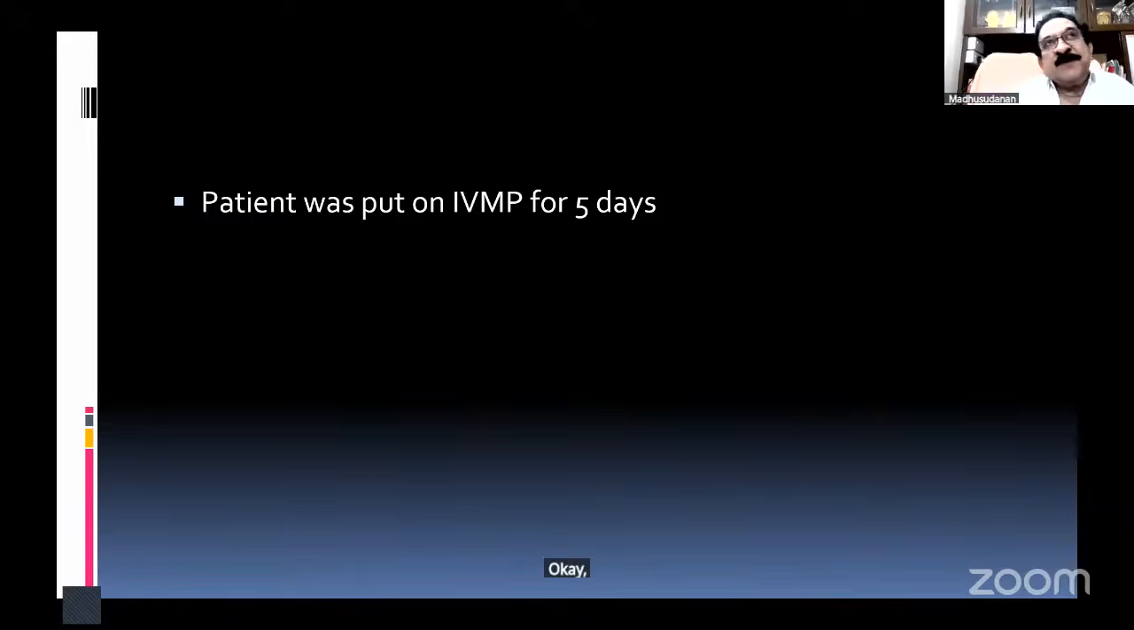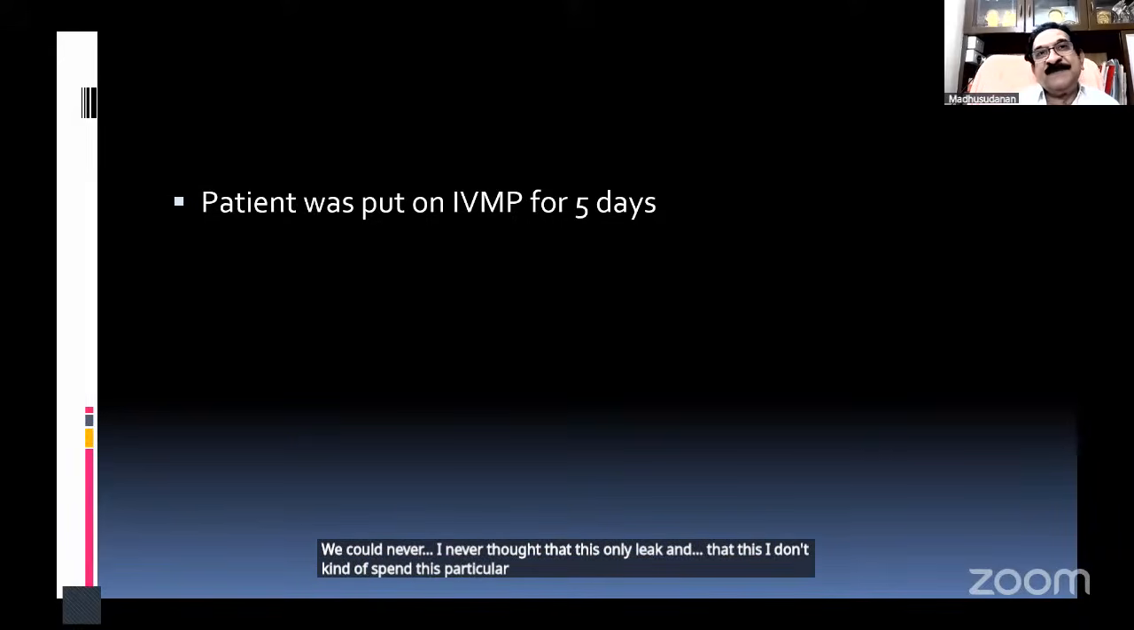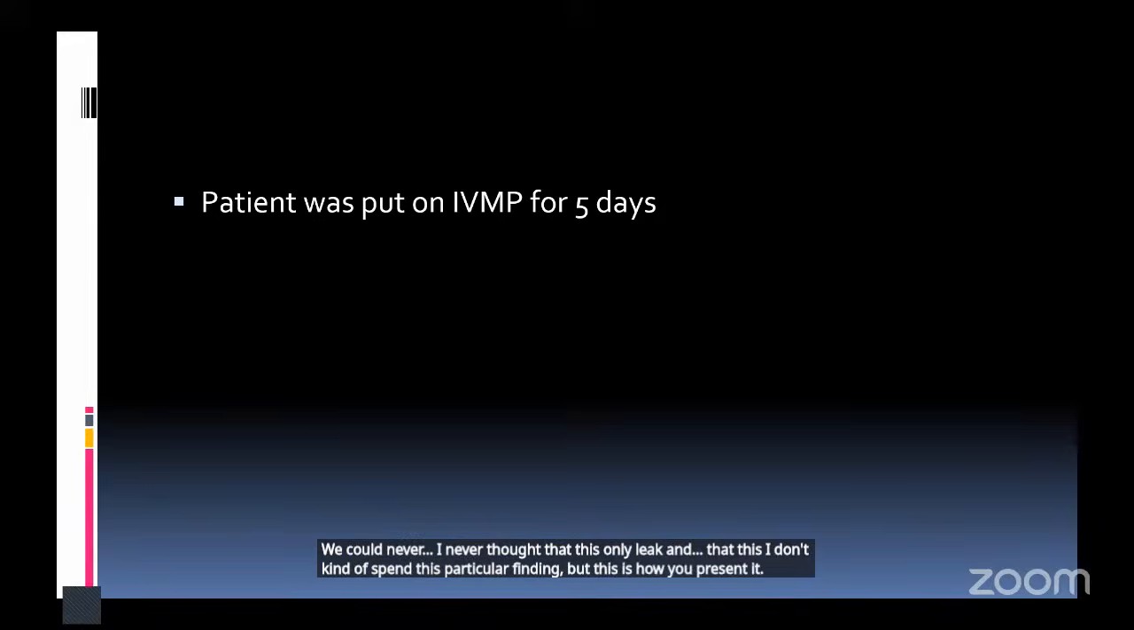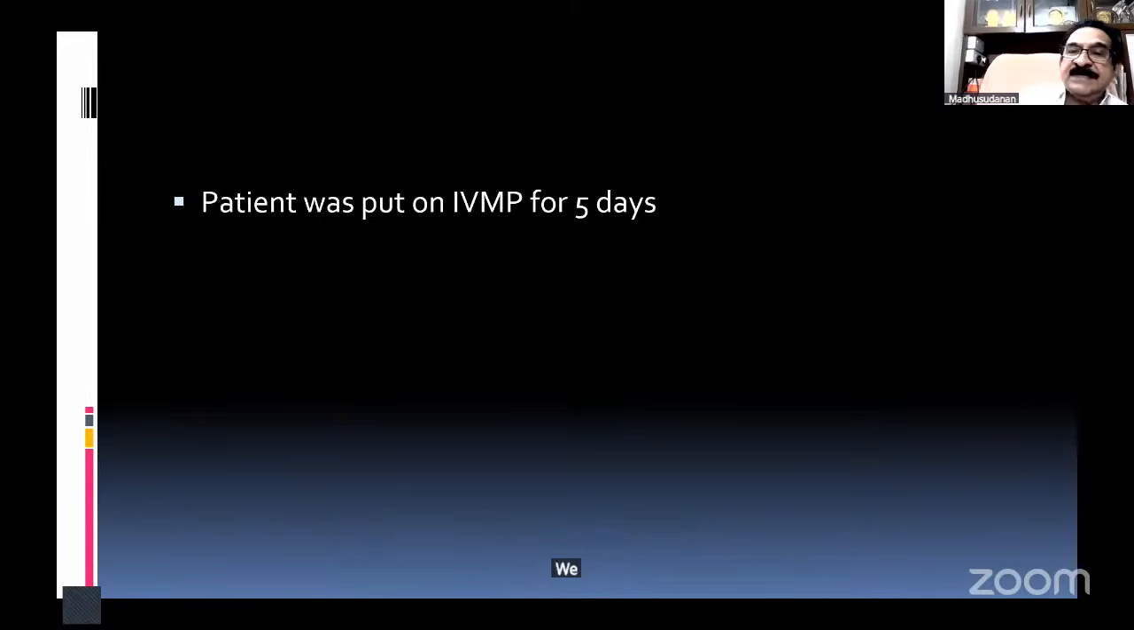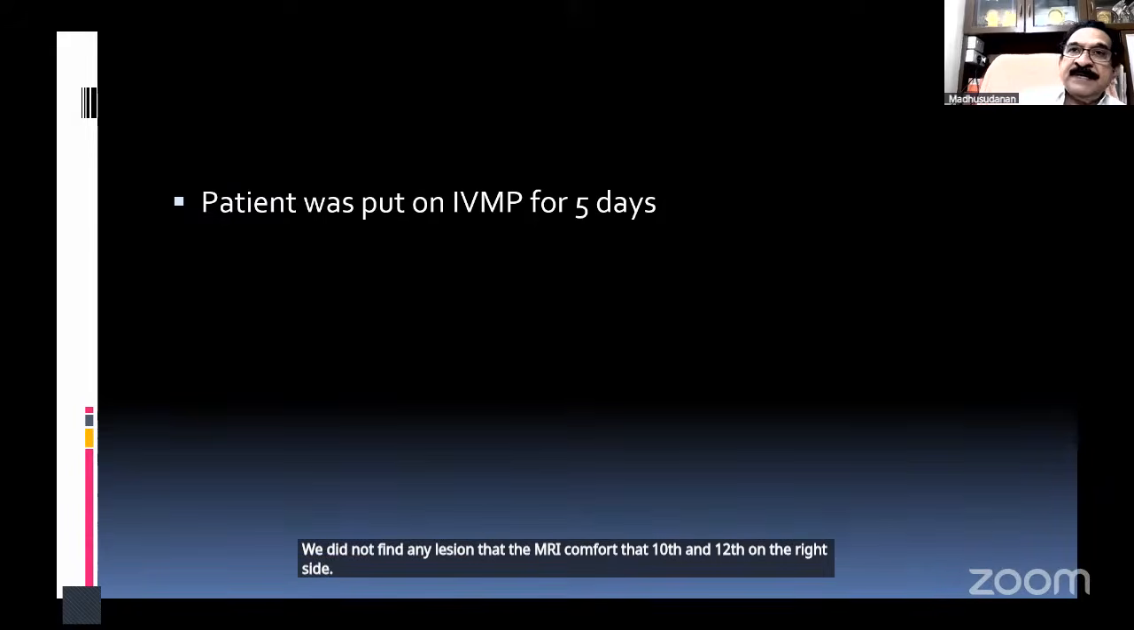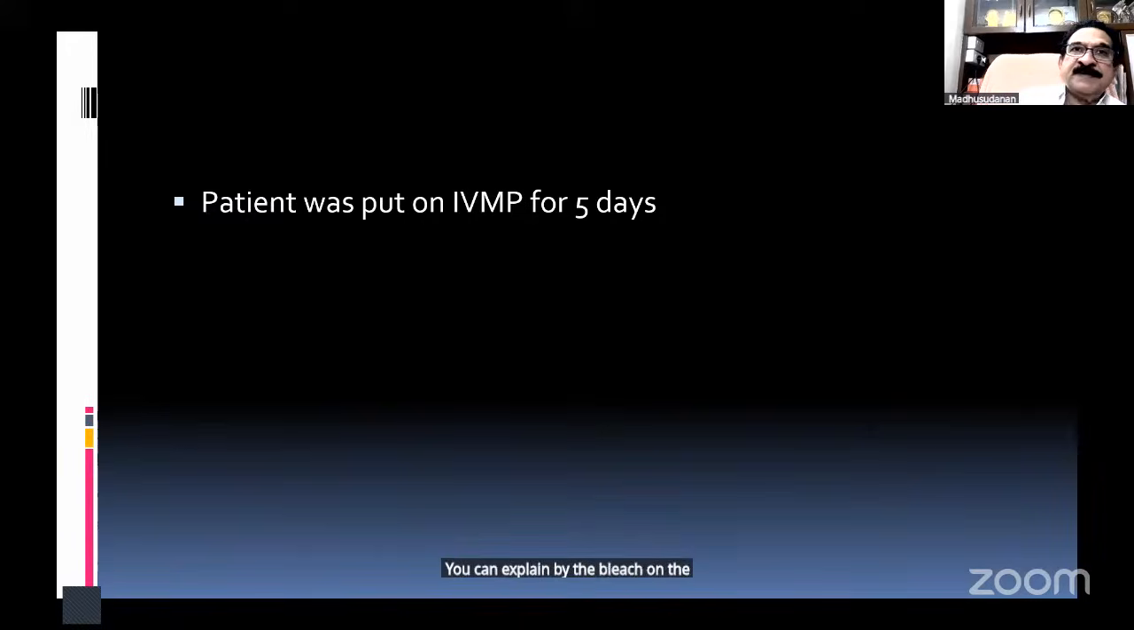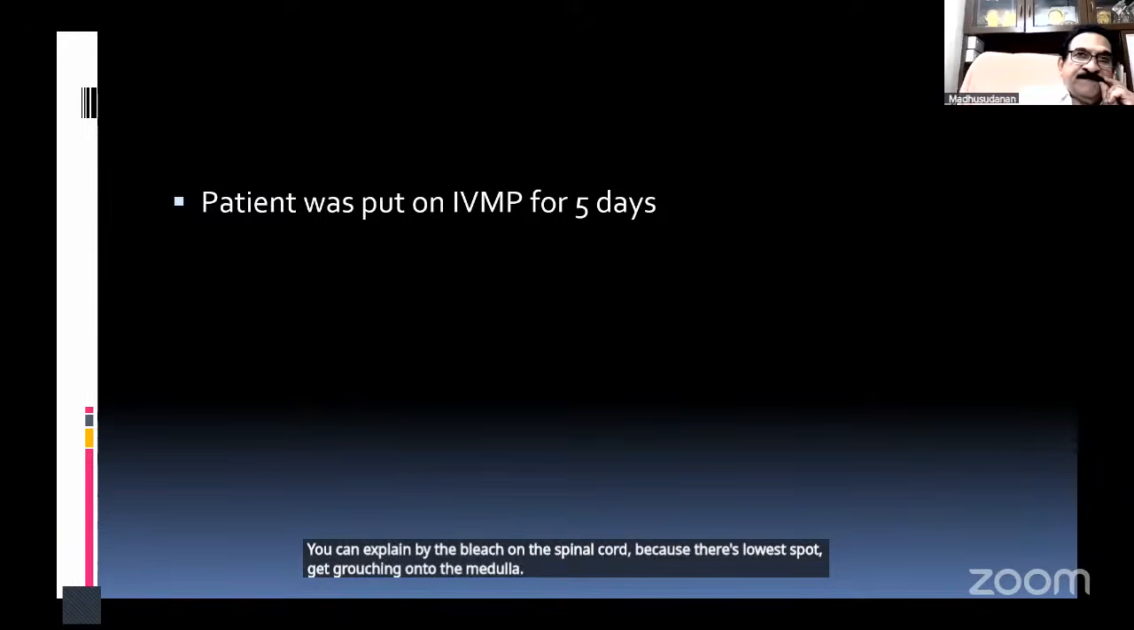Okay, in fact, this case is not about the diagnosis, what the etiology is, but the difficult localization. That is why the interest in this patient. I never thought that one lesion alone can explain this particular finding, but this is how he presented. So what explains the motor weakness of the palate and the tongue on the right side, sir? Because there is a lesion there, sir. We did not find a lesion in the MRI to account for the 10th and 12th on the right side. You can explain by that lesion on the spinal cord because there is a lowermost part growing onto the medulla. 10th difficult to explain.